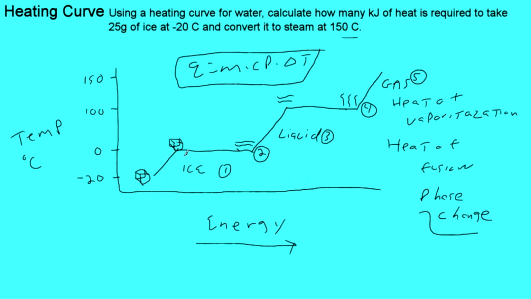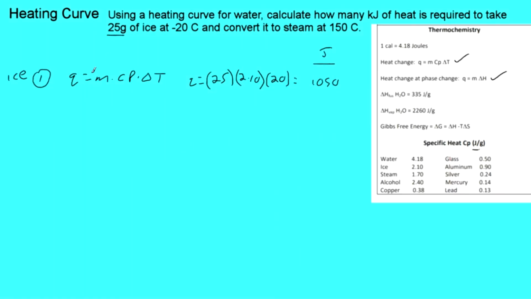The next step, number 2, is the heat of fusion. This is where we have a phase change. So I'll put fusion here, step 2. This time we're going to use the phase change formula, Q equals M delta H. So we have our mass still 25. It's going to be 25 for all of these. That mass doesn't change.